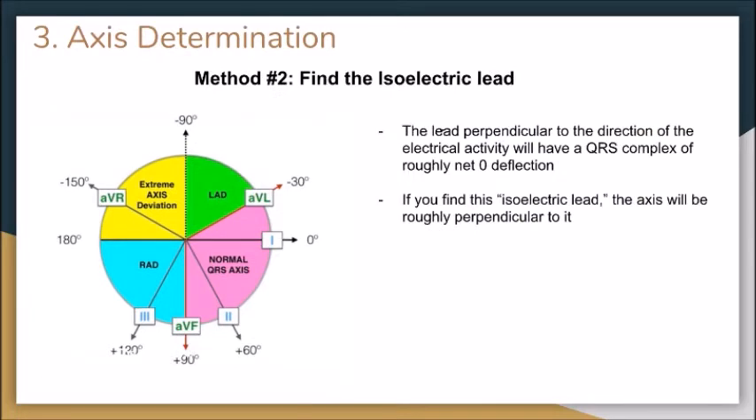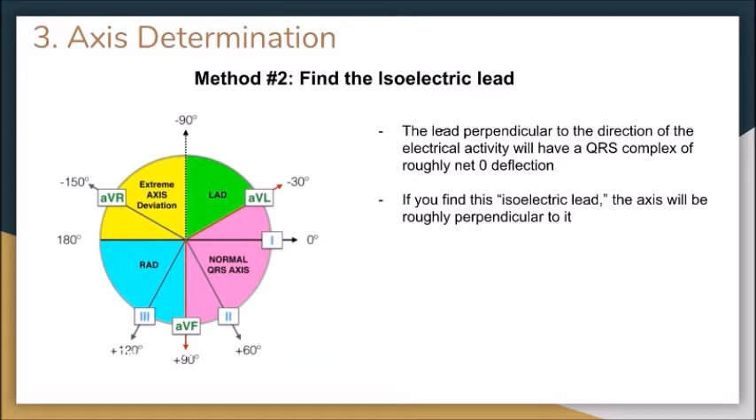The second way we can find the axis is by using the isoelectric lead method. Isoelectric lead just means that the QRS complex has a net deflection of 0. What that means is that the positive deflections going upwards and the negative deflections going downwards cancel out, and the net deflection is 0. This also might be seen as basically a flat line, but it could also be two pretty tall things going in the opposite directions that cancel out. So that is what an isoelectric lead is.